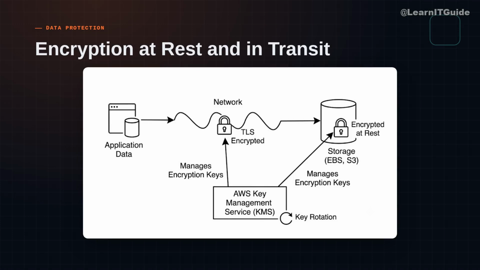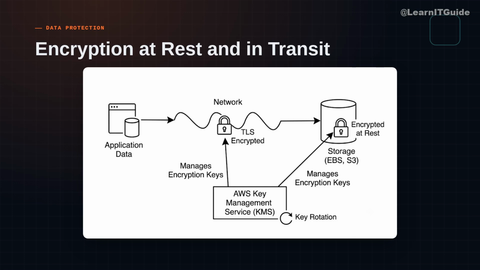At rest, use EBS encryption or S3 bucket encryption. In transit, always enforce TLS connections. The key to this is the AWS Key Management Service, or KMS. KMS allows you to manage the life cycle of your encryption keys. You should also rotate these keys periodically.